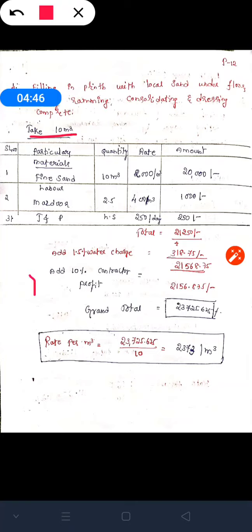So fine sand, and it is about 10 meter cube of work. So the same quantity will be again 10 meter cube of work, and per meter cube is around 1900 to 2000 rupees per meter cube. Then the total cost equals 20,000 here.